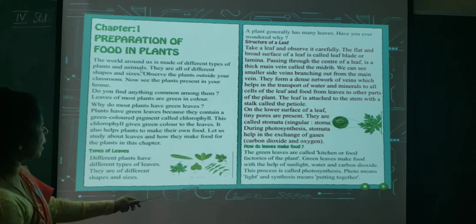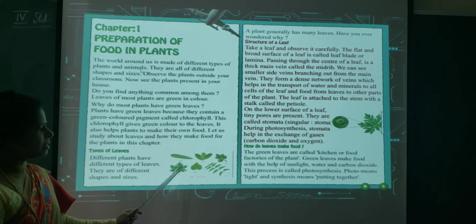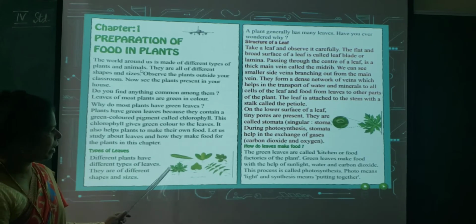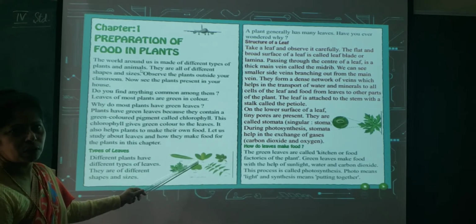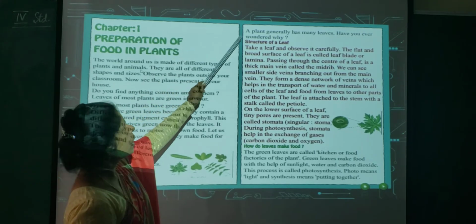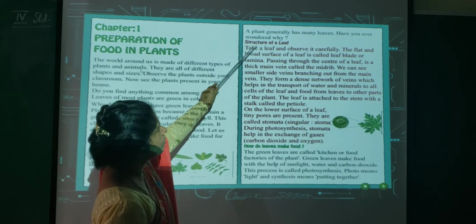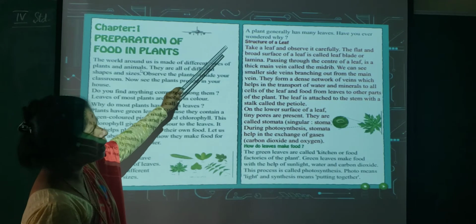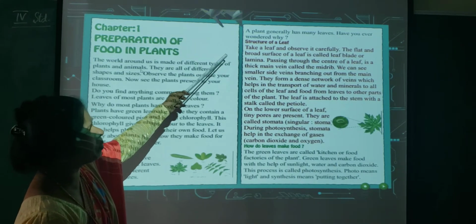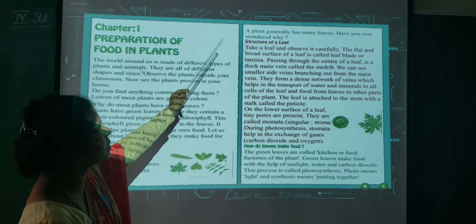Now let us see the different types of leaves here. Different plants have different types of leaves. They are of different shapes and sizes. So you can see here all with different shapes, isn't it? And size also will be different when you look at them. Now, a plant generally has many leaves. Have you ever wondered why? Why do the plants have so many leaves? Because they are very much essential for the plants to prepare the food. That is why a plant will have many leaves.